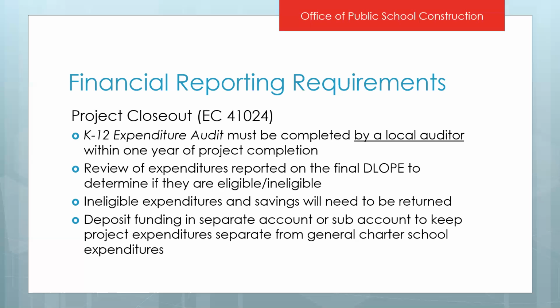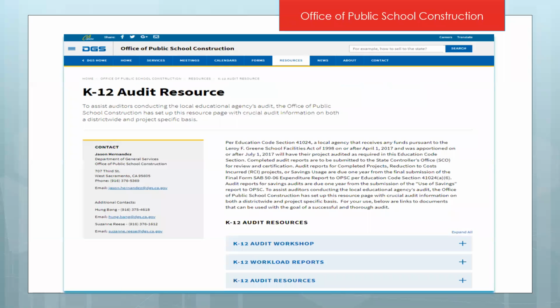Something that will really help with tracking your expenditures is to make sure that you separate your funding into a separate account or sub-account, so that you can clearly keep your expenditures separate from your general charter school expenditures. More information on the K-12 audit can be found on our website under resources. There is information on there that your local auditor will use, and there is also a virtual training just like this one that was given previously this year.